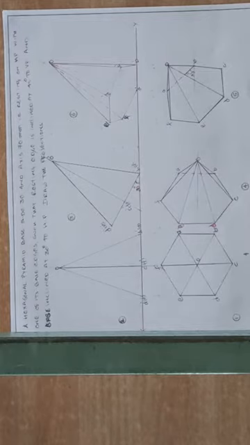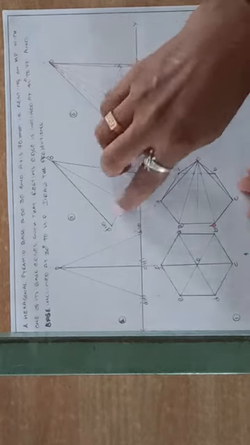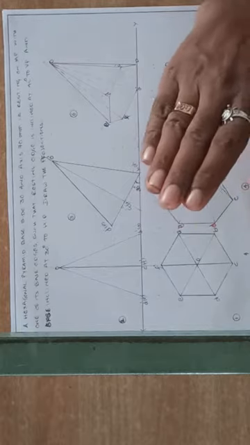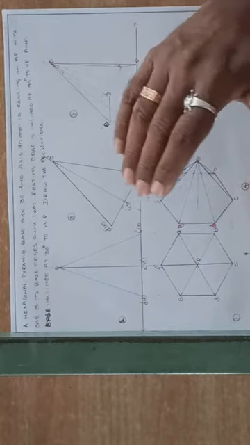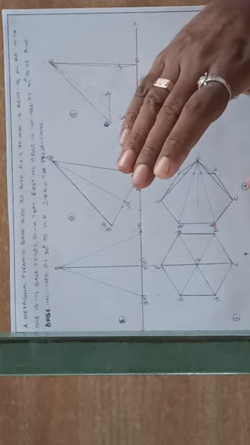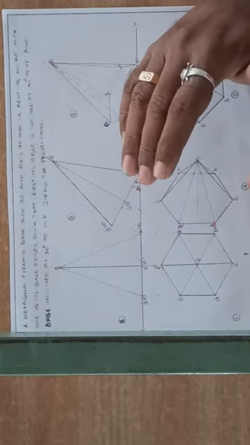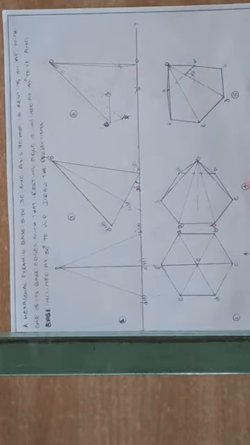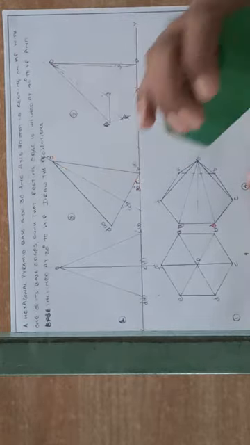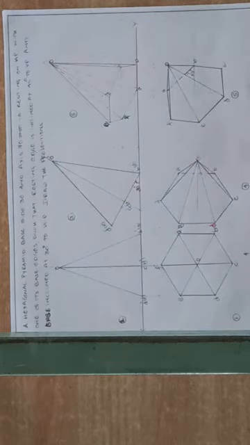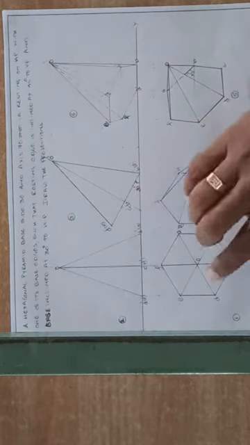The base is inclined, which means the axis is also inclined with the ground or HP. Before being inclined with the ground, it was perpendicular to the HP. Perpendicular to HP means the true shape is obtained in the top view. First, draw the top view.